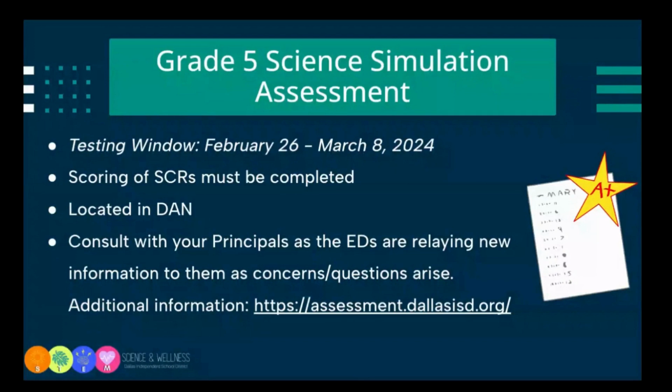Just as a reminder, if your students have not taken the Grade 5 simulation assessment, the testing window will close March 8th. Make sure that you have scored the SCR question that is located within the assessment. You can do that in Dan. And if you need any assistance on how to do the scoring or to look at your data, please visit the assessment website located at the bottom of your screen.